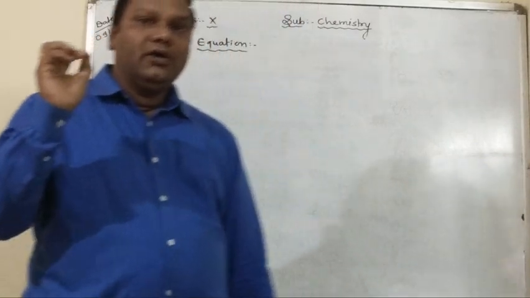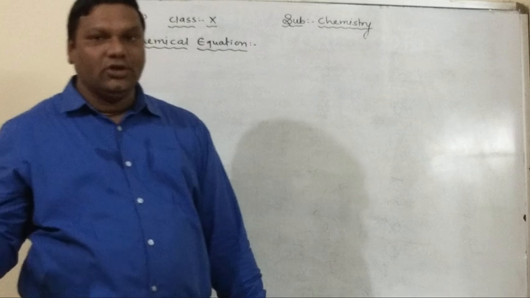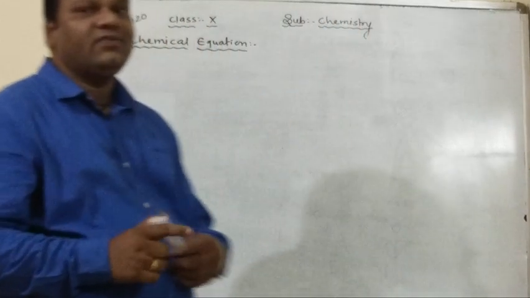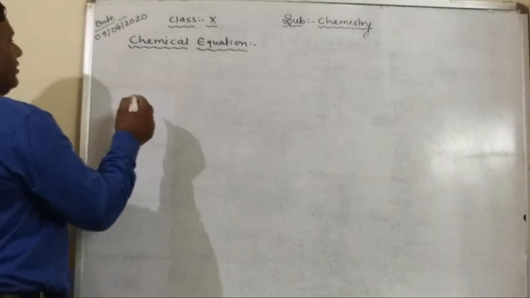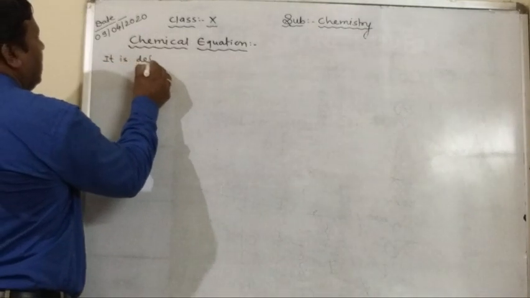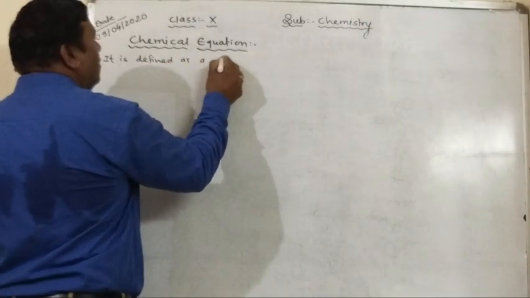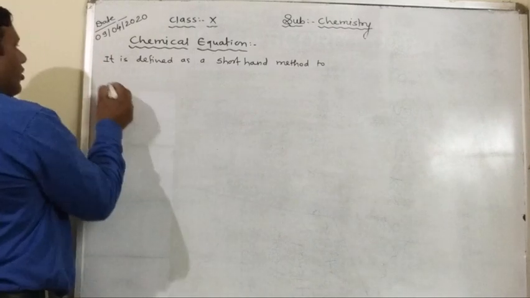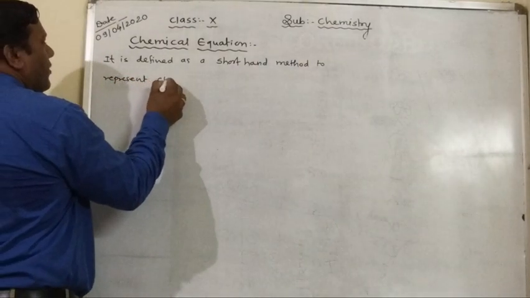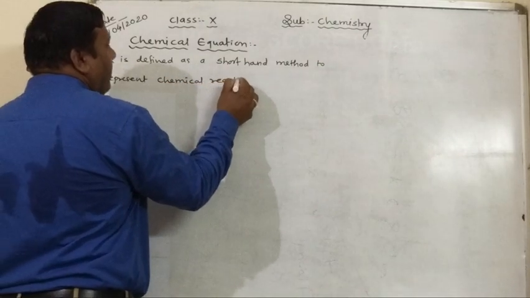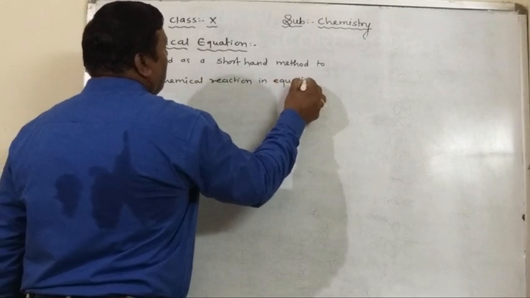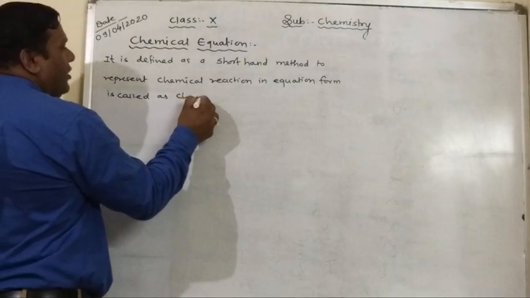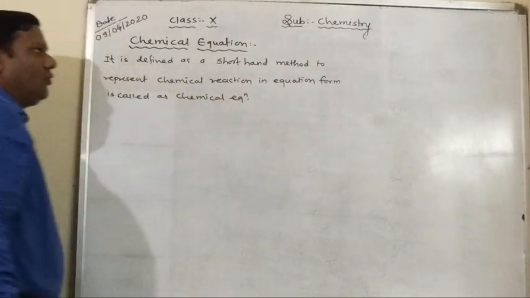It is defined as a shorthand method to represent a chemical reaction in equation form, which is called a chemical equation.